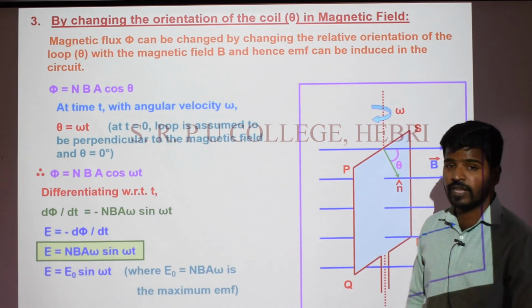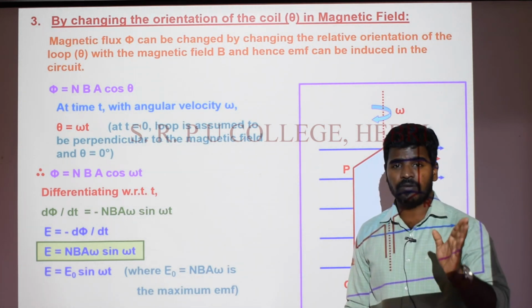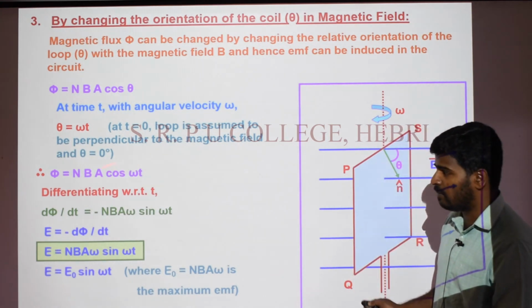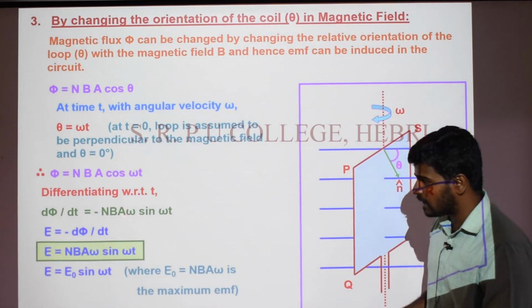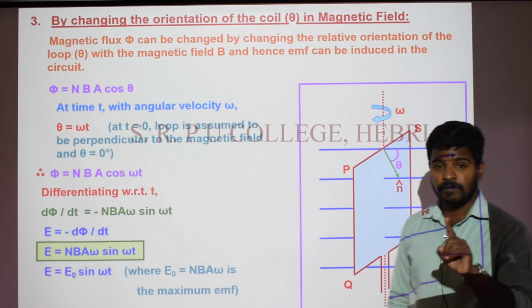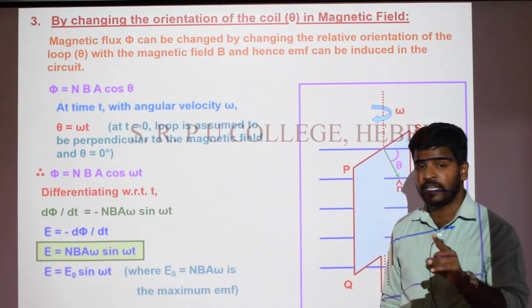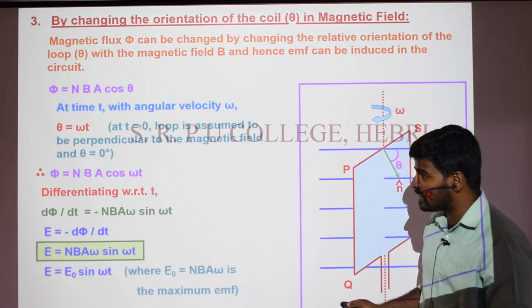Cos omega t is the variable, since here the change in magnetic flux is produced by changing the orientation of the coil. That is the reason why cos omega t is the variable. Therefore E is equal to minus d phi by dt, which is equal to minus NBA omega sin omega t. This omega sin omega t is because of d by dt of cos omega t. What about d by dt of cos omega t? Minus of sin omega t times omega. That minus is taken outside.